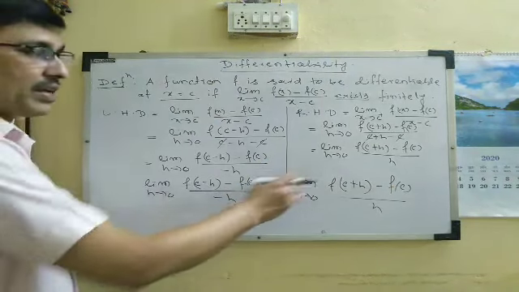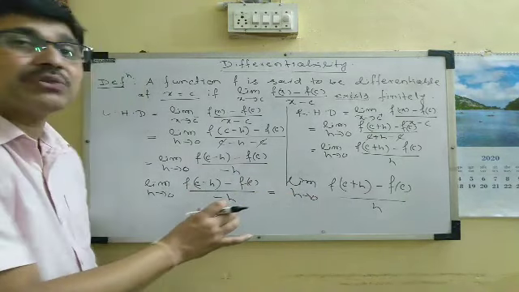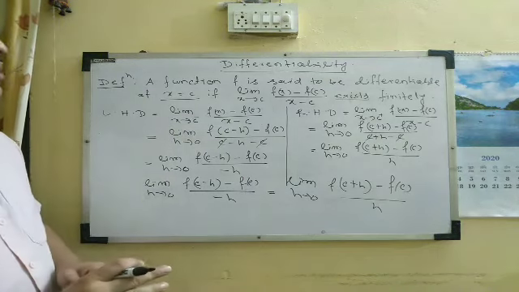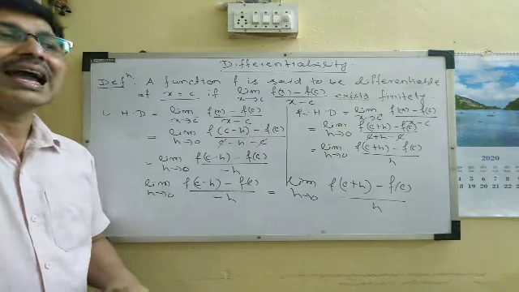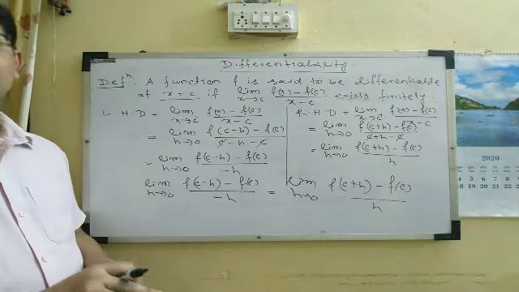If these two are equal, and not only equal but this limit also gives a finite value, then only this function will be a differentiable function at x is equal to c, or we can say this function is differentiable at x is equal to c.